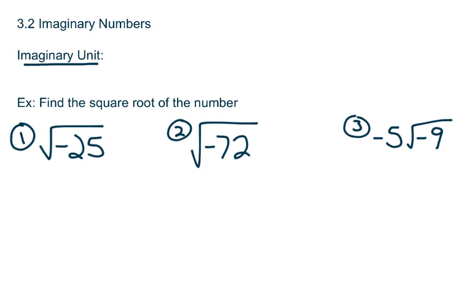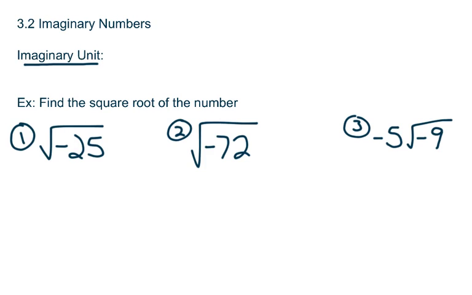Section 3.2, imaginary numbers. Imaginary numbers are used to help us find square roots of negative numbers. Because if you remember in Section 1, we talked about examples where if we had something like x squared equals negative 10, there wouldn't be a way to solve that. There's no real answer because we can't take the square root of a negative number and get a real number in return.